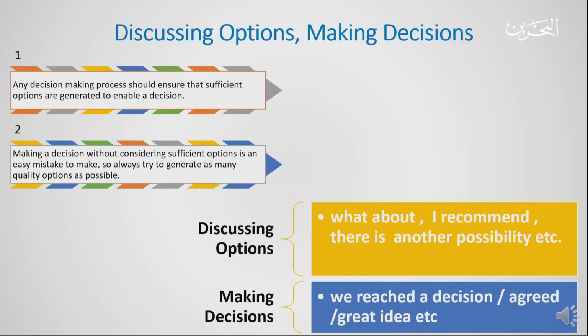When you want to discuss options, you can say, what about? Or I recommend, if you want to recommend. I recommend, what about? And of course there are other words that you can use. And how about making decisions? You say, we reached a decision. Agreed, it means that you agree with the idea. Great idea, it also means you agree with the idea. Okay, so these words can help you to write about making decisions or discussing options.